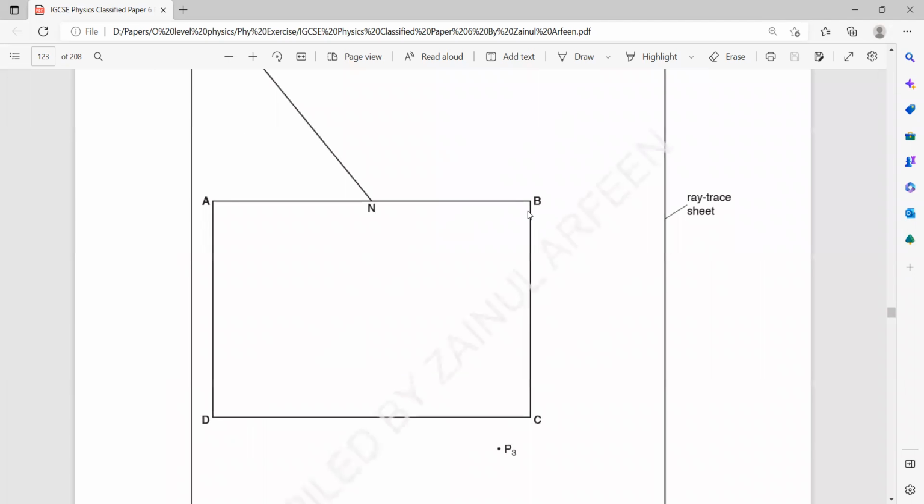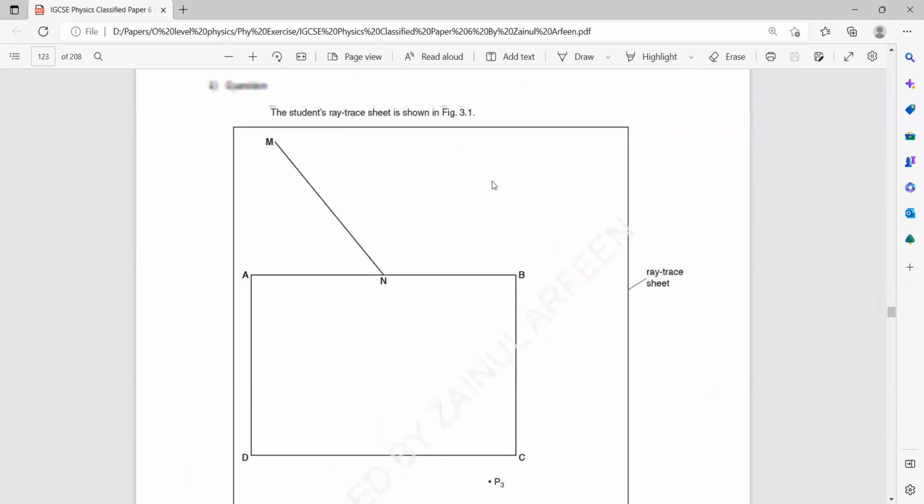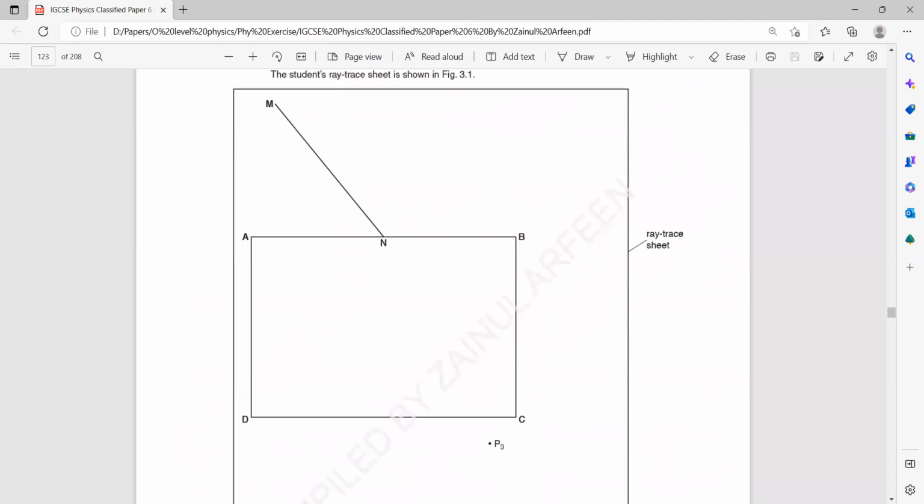What is the instruction? You have to draw a normal at point N. Normal is always perpendicular, or 90 degrees, to the surface. So we draw a normal at point N. We should start the normal above AB and extend it until it crosses CD. The position where it crosses CD, we call L. And then we have to measure the angle theta, according to the question.